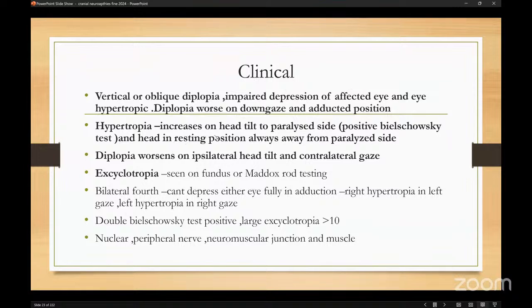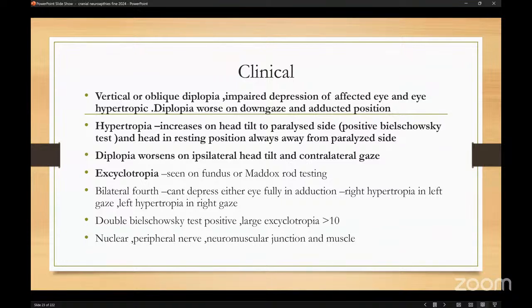So hypertropia increases on the head tilt to the paralyzed side. That is positive Bielschowsky test. And diplopia worsens on the ipsilateral head tilt. So for example, now leave this slide, but just imagine yourself that you are a patient with a right superior oblique palsy. You are not able to look down because when you look down, you have a vertical diplopia. Then you try to look to the left side. If you have a right superior oblique palsy and you are trying to look to the left side, your diplopia will increase because the right eye is now going into the adducted position.